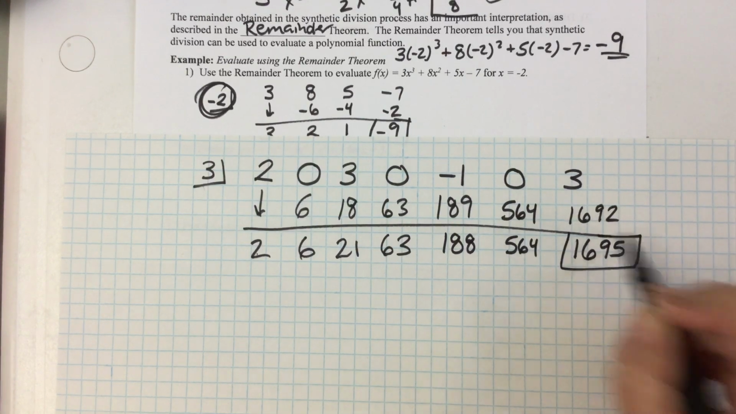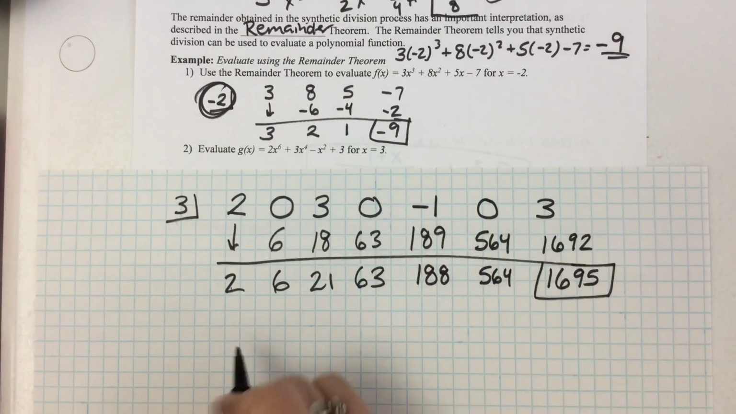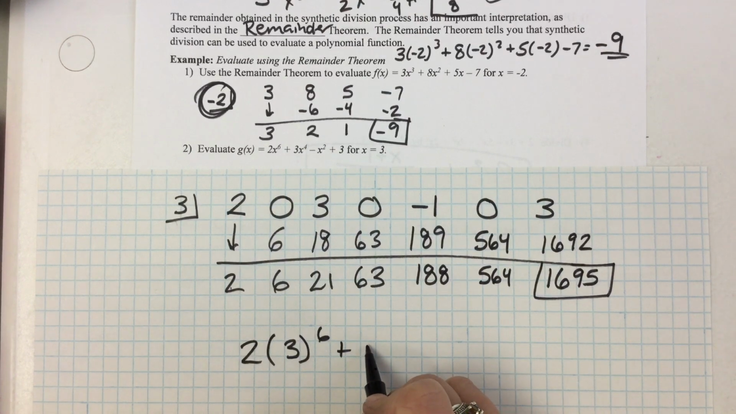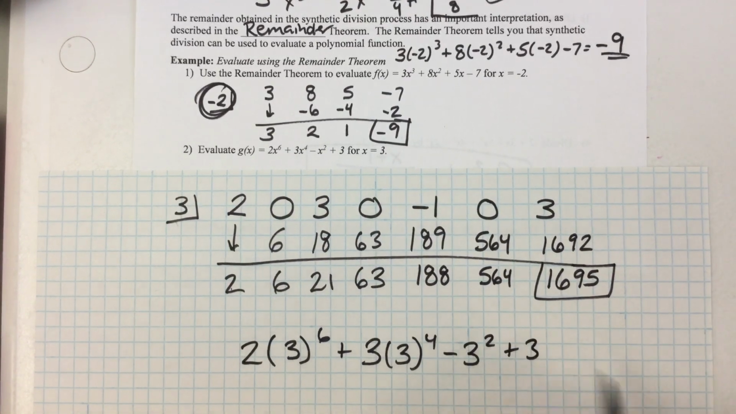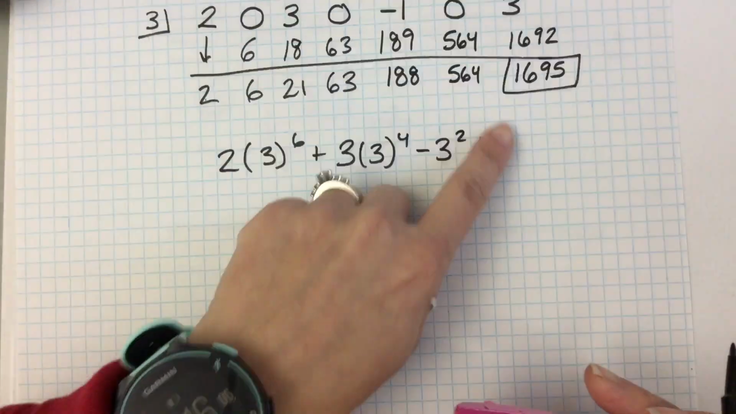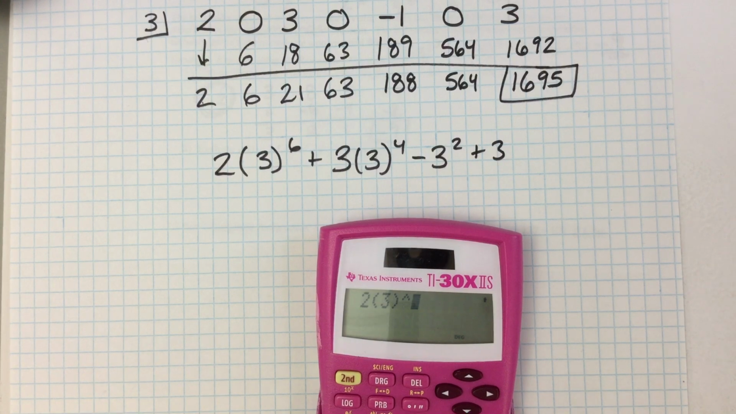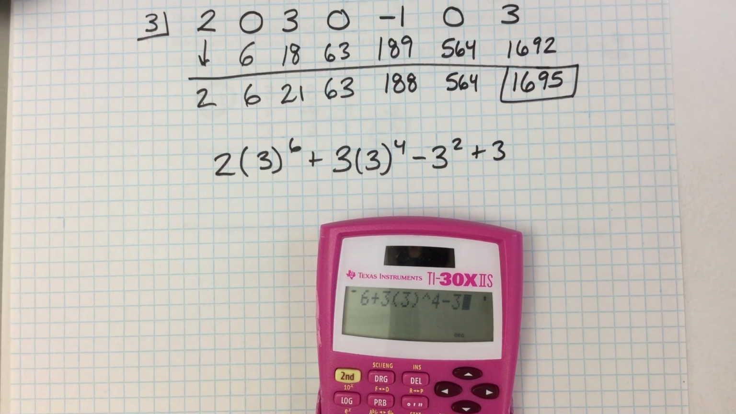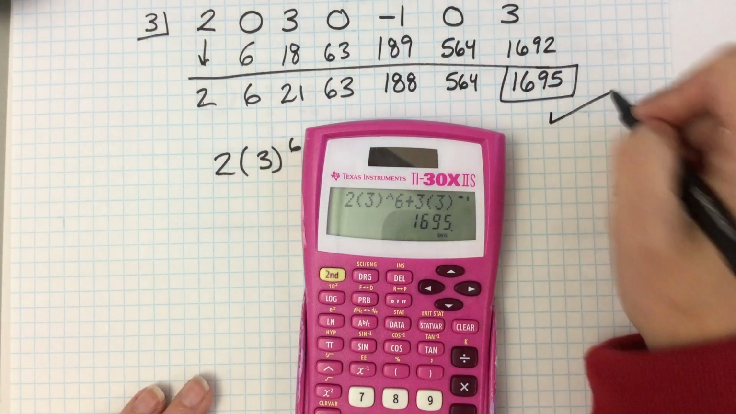Now to check that solution, let's go ahead and take our original polynomial, 2 times, replace the x's with a 3. 3 times 3 to the power of 4 minus 3 squared plus 3. If I fill this in, I should get 1,695. If I don't, I'm starting this video over, darn it. To the power of 4 minus 3 squared plus 3. 1,695, it checks. We get to call it a day.